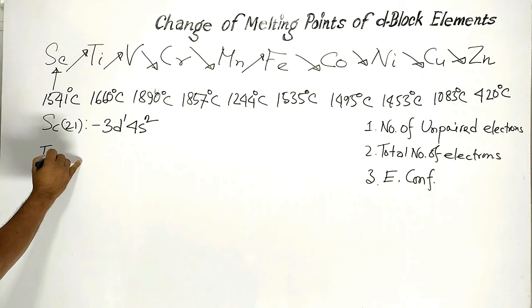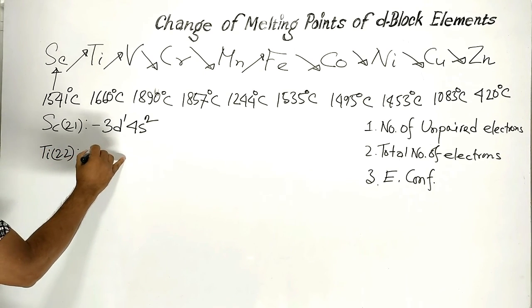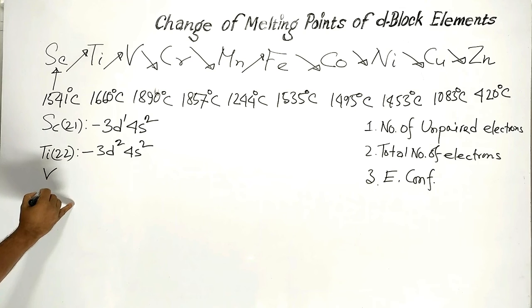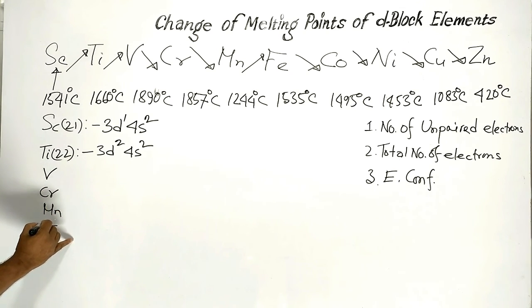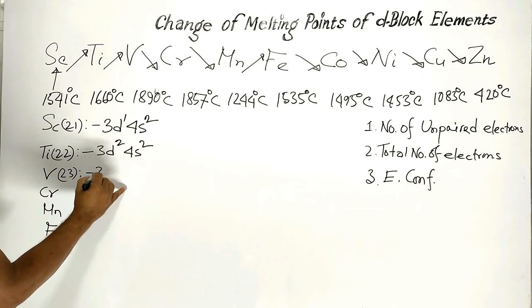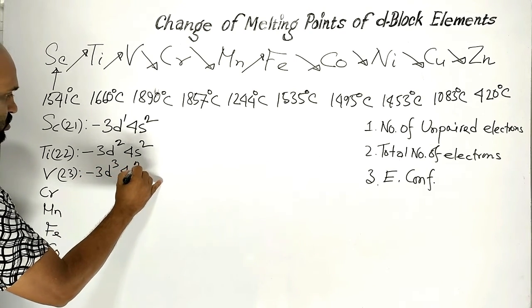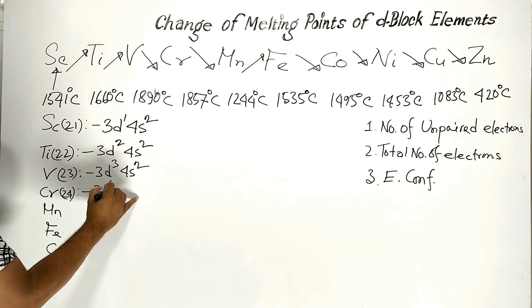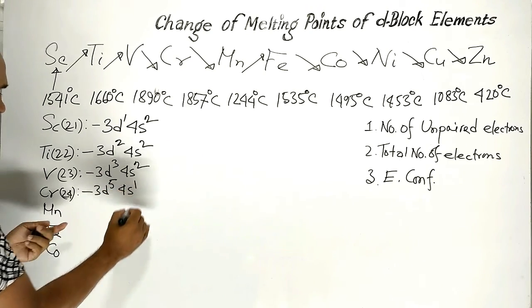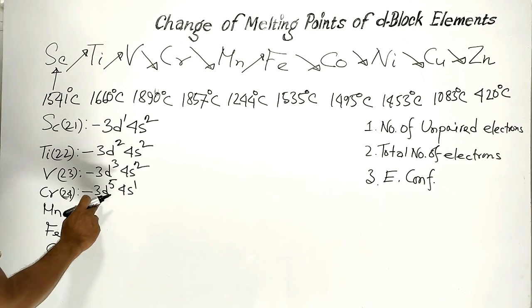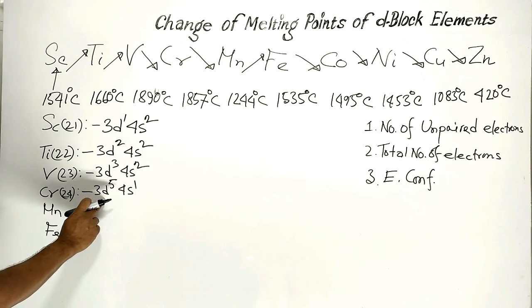Then titanium 22, electronic configuration is 3D2 4s2. Vanadium, chromium, manganese, iron, cobalt. Vanadium 23, 3D3 4s2. Chromium 24, 3D5 4s1. It is rearranged to get stable electronic configuration. That means now both the orbitals are half-filled, which are stable orbitals.